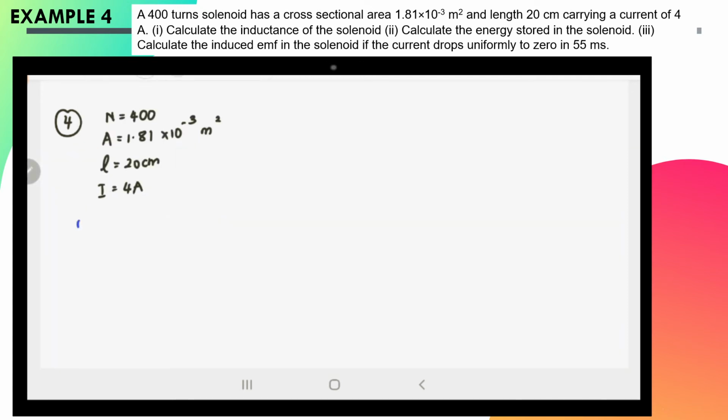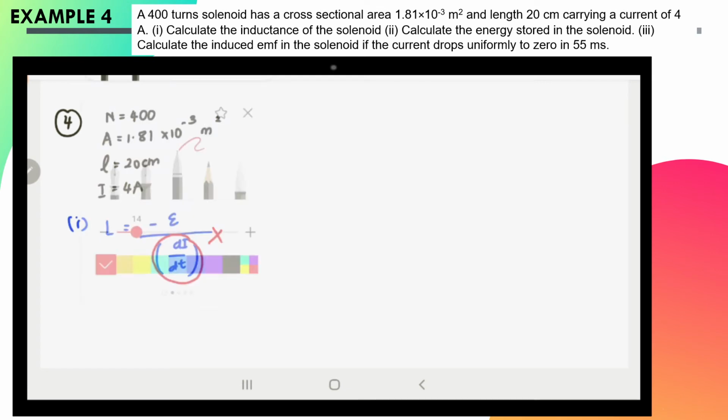So the first one, we want to calculate the inductance of the solenoid, which means we want to calculate the self-inductance of the solenoid. L is equal to negative induced EMF over dI over dt. Look here. If we use this equation to calculate the self-inductance of the solenoid, we cannot solve because we don't have the rate of change of current. We don't have the time dt. So you cannot use this equation.